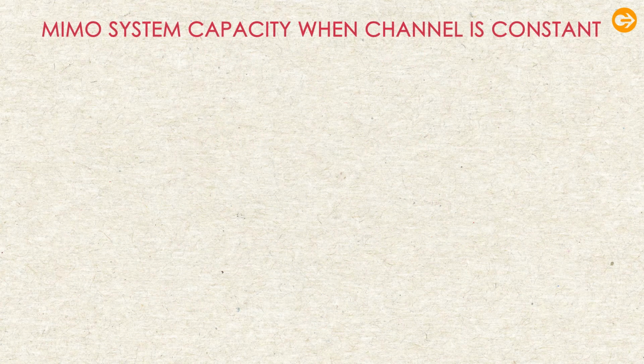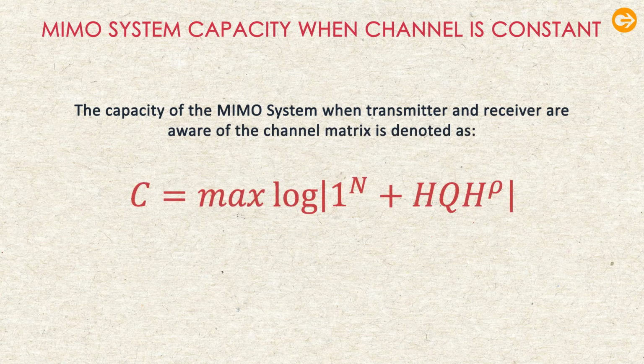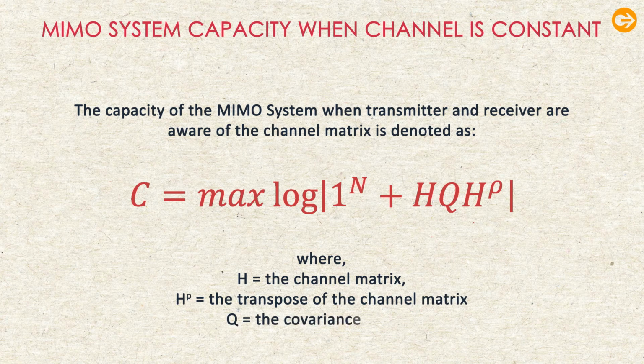MIMO system capacity when channel is constant. The capacity of the MIMO system when transmitter and receiver are aware of the channel matrix is denoted as, where H is equal to the channel matrix, H to the power rho is equal to the transpose of the channel matrix, Q is equal to the covariance matrix.